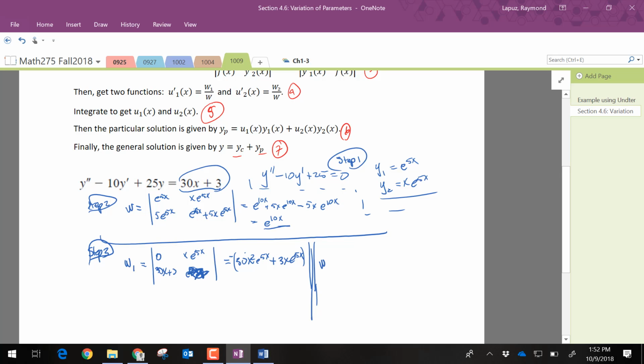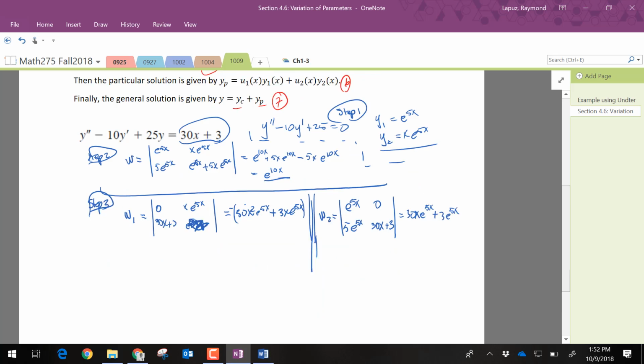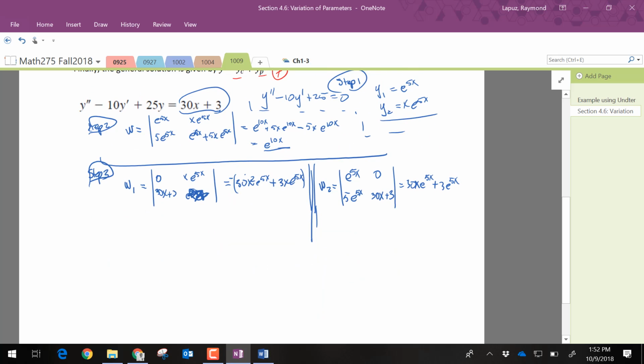And then so my W2 is going to be e to the 5x, 5 e to the 5x, and 0, and then 30x plus 3. And so that would be 30x e to the 5x plus 3 e to the 5x. Okay, so far, so good.